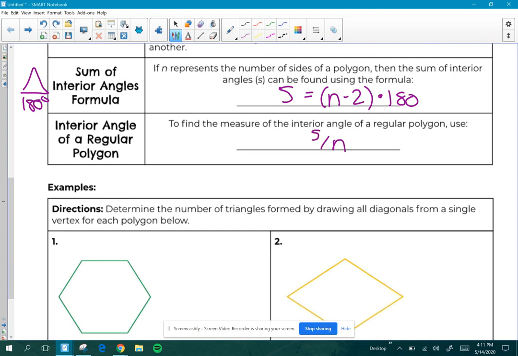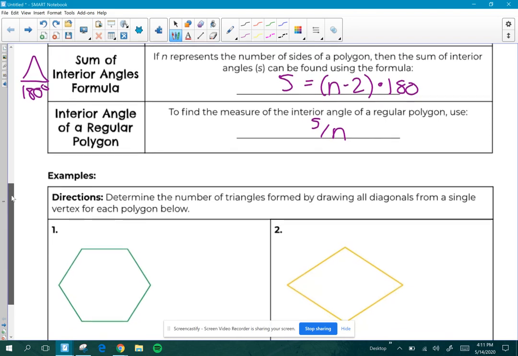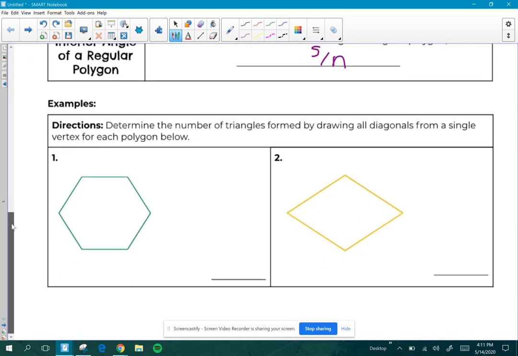That gives you the interior angle for a regular polygon. All right, so we're going to use these formulas to complete a couple of examples below. I went through IXL, I found every example type that they have, and then we're going to go through all of them.